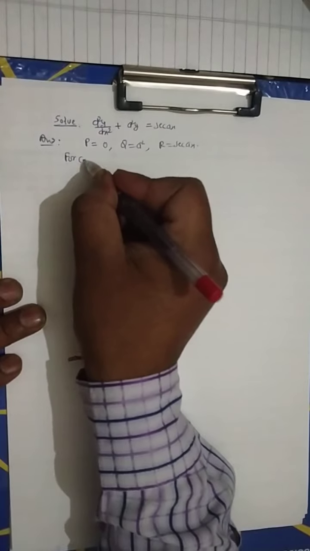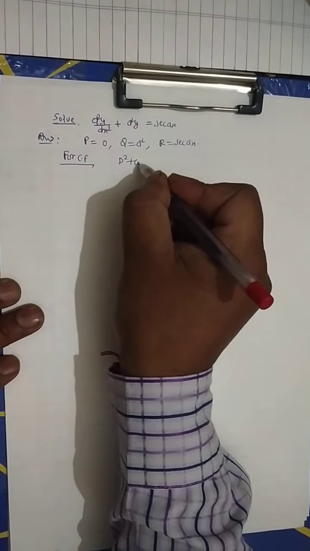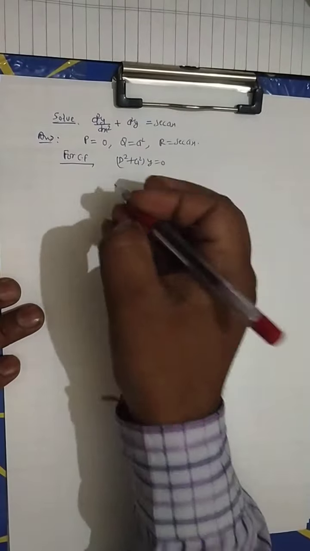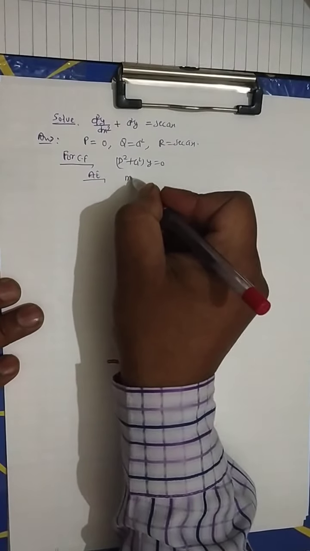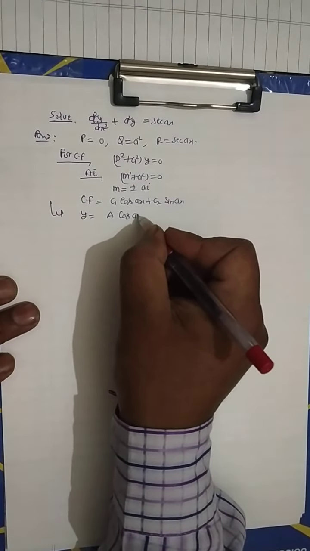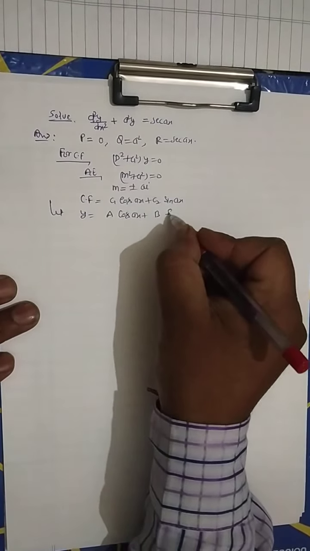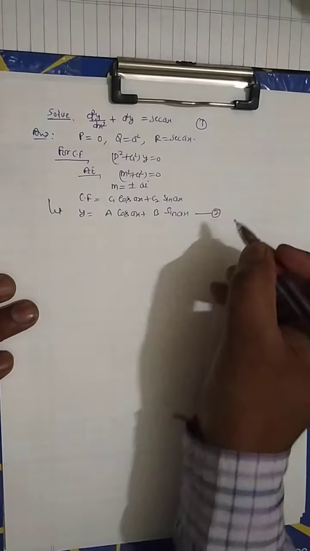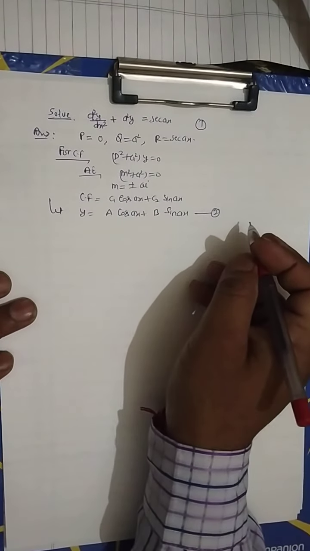For CF, (D square plus a square) y equal to 0. That is the auxiliary equation: m square plus a square equal to 0, m equal to plus minus ai. CF equal to C1 cos ax plus C2 sin ax. Let y equal to A cos ax plus B sin ax, equation number 2, is a complete solution.